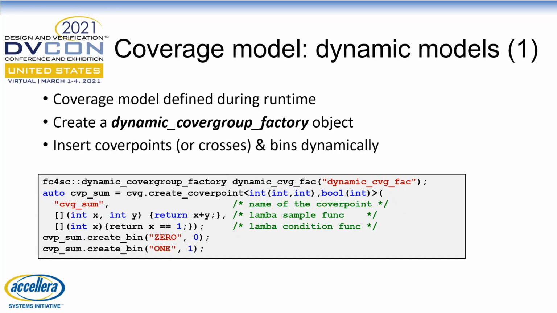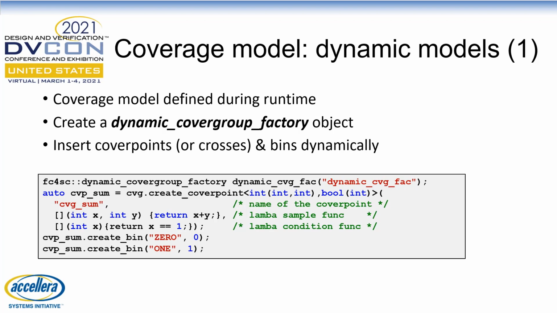If you don't know the exact structure of your coverage at compile time, you can also define your coverage model during runtime. This can be done by using the dynamic cover group factory class. You just need to instantiate a cover group factory object and then insert cover points or crosses into it. Below we can see an example showing exactly this.